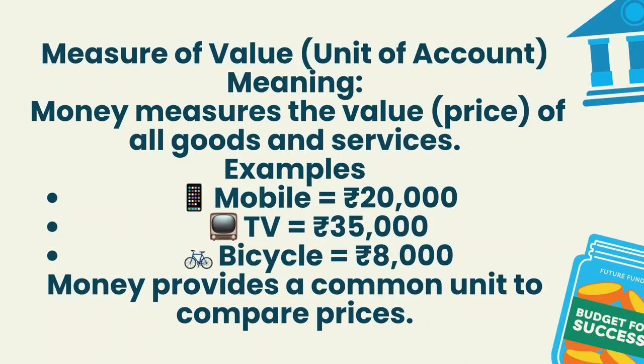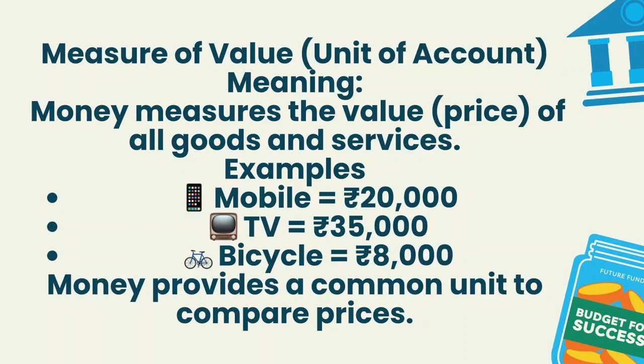Now let's move on to the secondary function of money, that is called measure of value. Before understanding the function, let me ask you a simple question. Suppose I ask you which is more expensive, a bicycle or a mobile phone. You can answer immediately. Why? Because both have prices. Now imagine we were back in the barter system. There is no money, there are only goods. How would you compare a bicycle with a bag of rice or a laptop with 10 chickens? Would it be easy? Not at all. This was one of the biggest problems of the barter system. There was no common measuring unit.